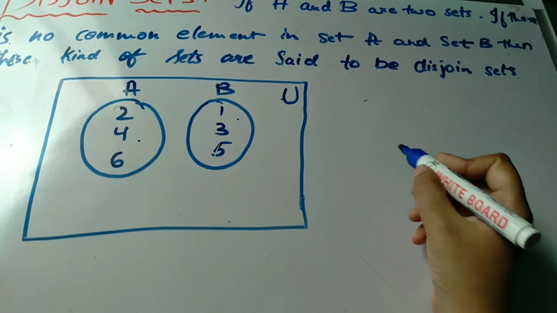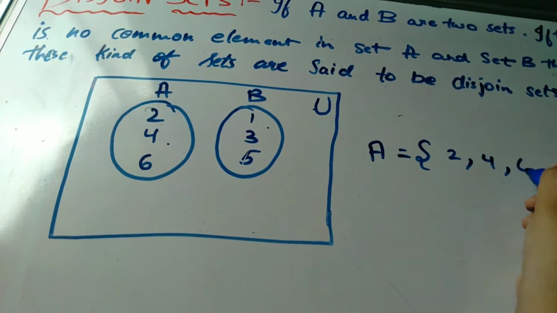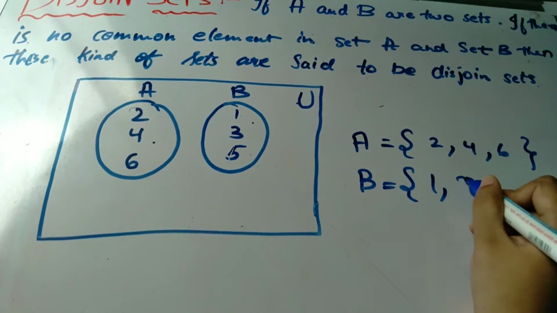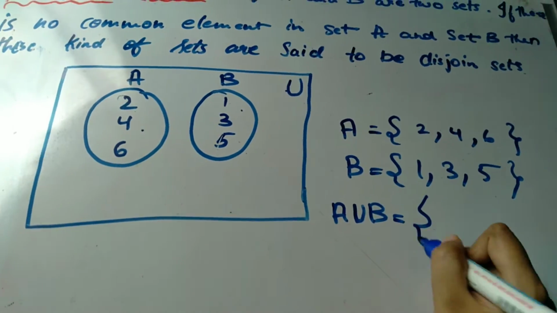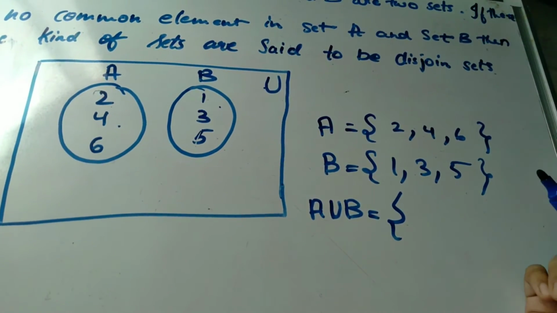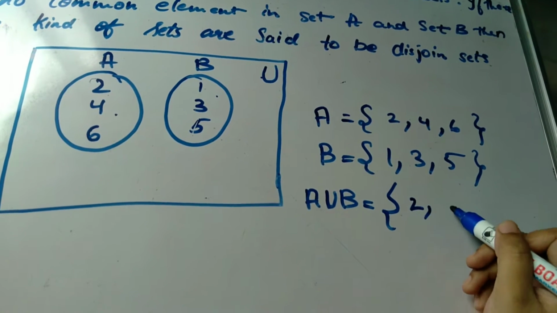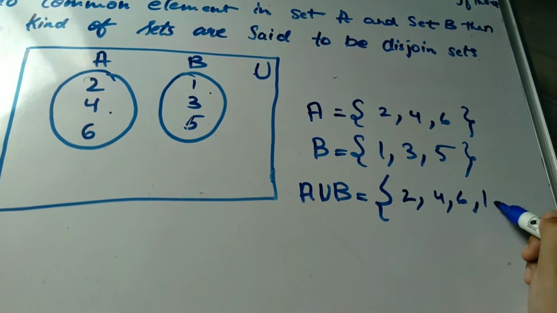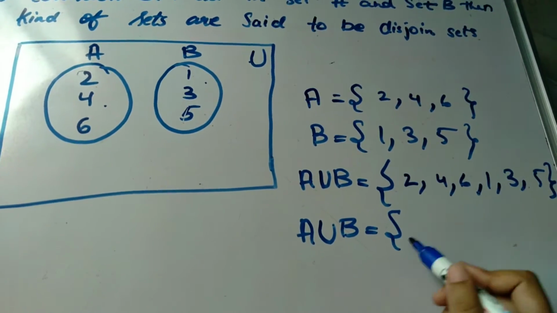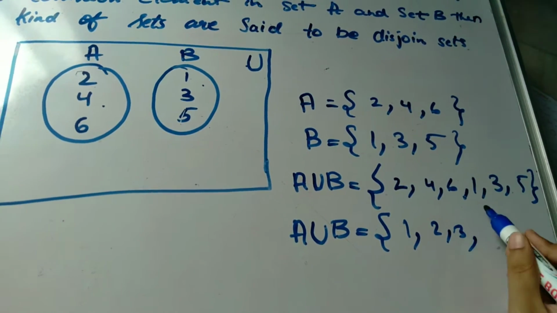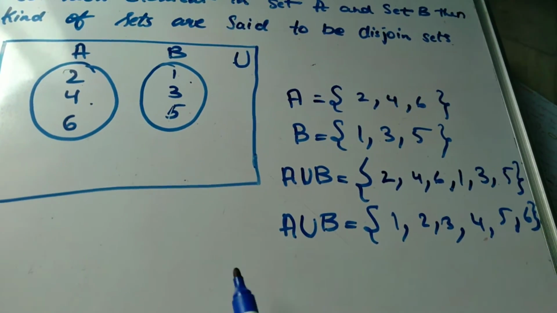Let me give you an example. We can find A union B of the sets. Set A is 2, 4, 6, and set B is 1, 3, 5. Then we will take out A union B. All the elements of set A and set B is A union B. We write all the elements, and now we have to arrange them in ascending order. First is 1, the next is 2, then 3, 4, 5, 6. So A union B is 1, 2, 3, 4, 5, 6.